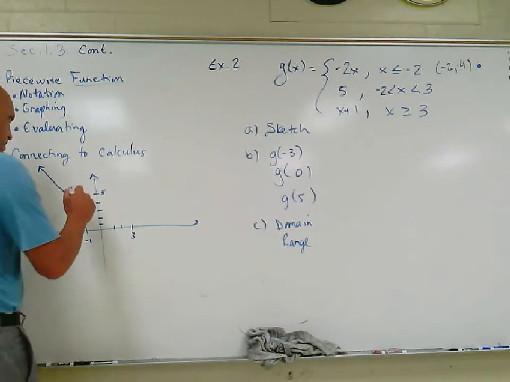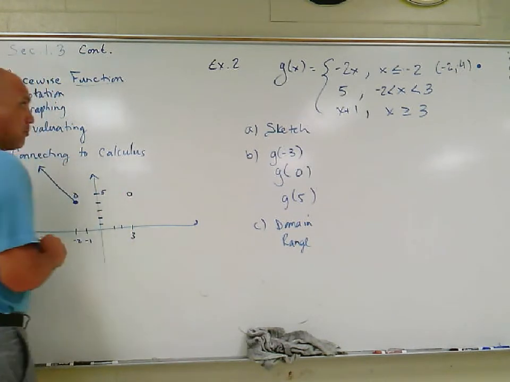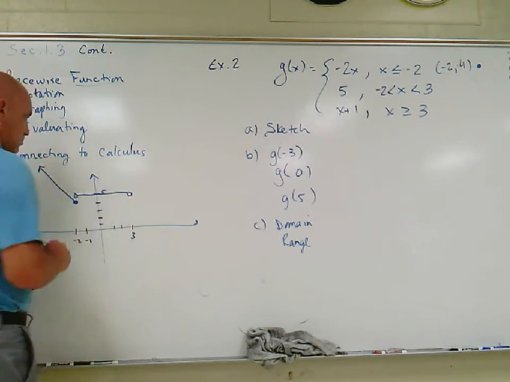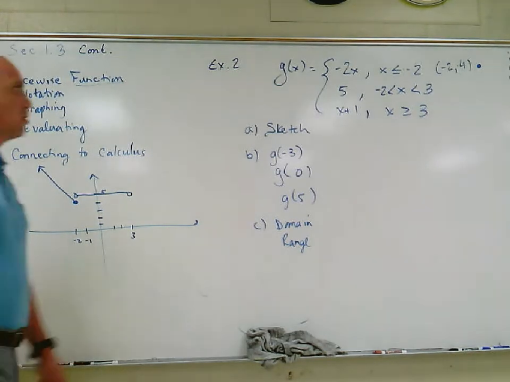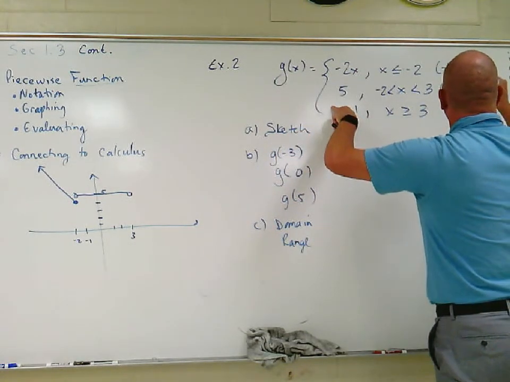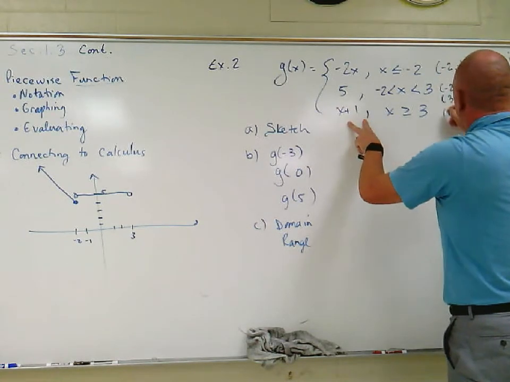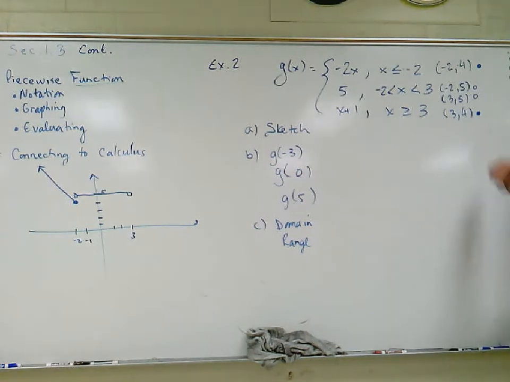5. So from -2 to 3, I'm putting open circles there because it's greater than -2, less than 3, and there's the line 5, horizontal line. Now I've got the first two pieces. Okay? So I know that this should have the point -2, 5, open circle, 3, 5, open circle. This should have the point 3, 4, closed circle. How did I get 3, 4?